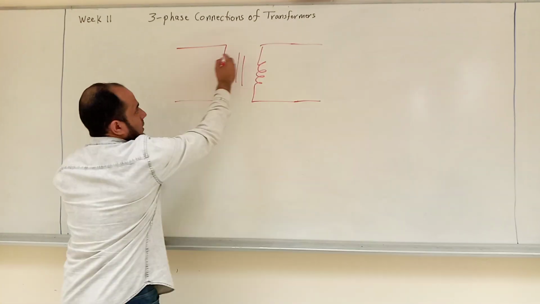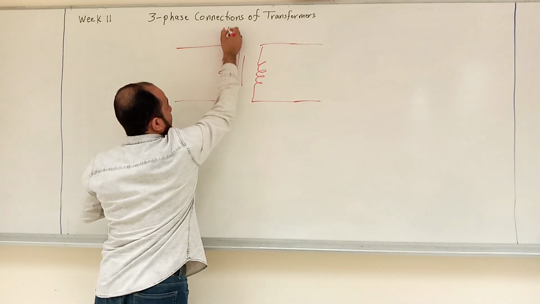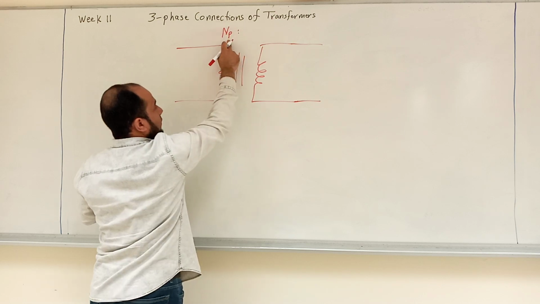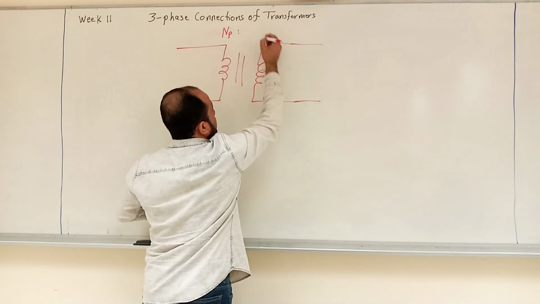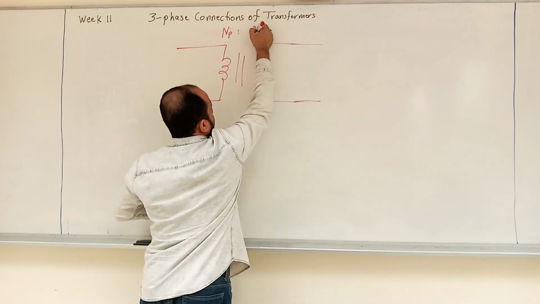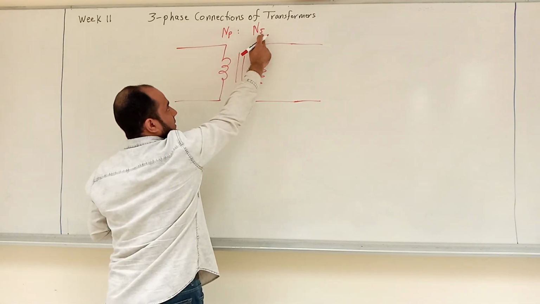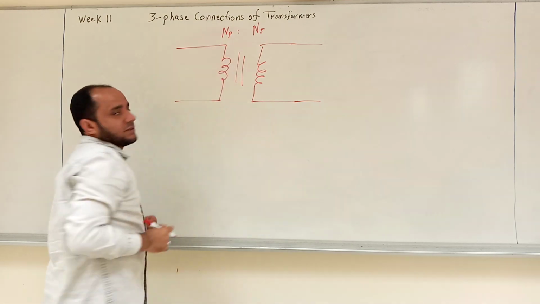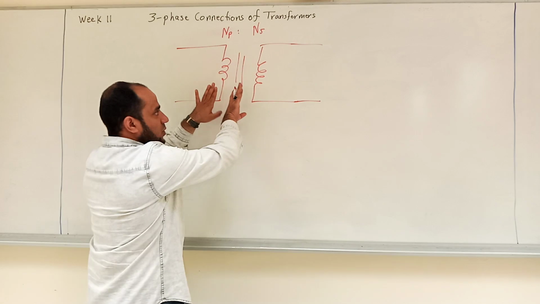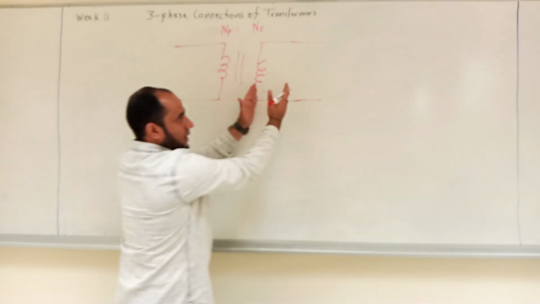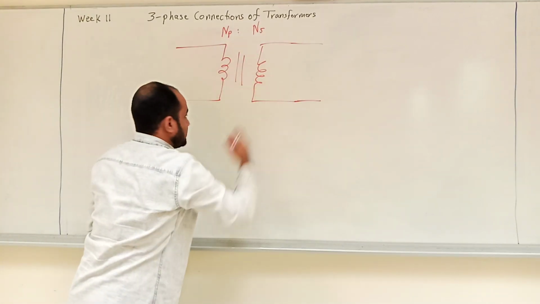Now, it's just a number of turns for every coil, so there are a number of turns here. I'm going to call them NP, and P here is standing for primary. And on this side, we said this is the secondary side, so we're going to call the number of turns here NS, right? So NP is the primary number of turns, NS is the secondary number of turns. Okay. And as we learned from last week's lecture, there is no physical connection between the primary side and secondary side. The power is transferred through induction.